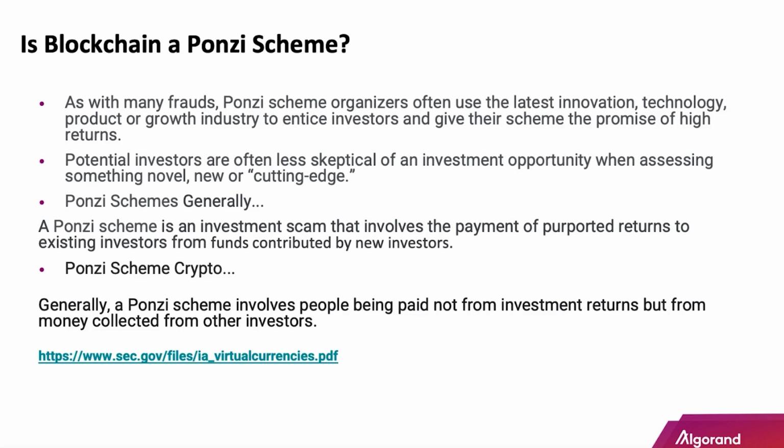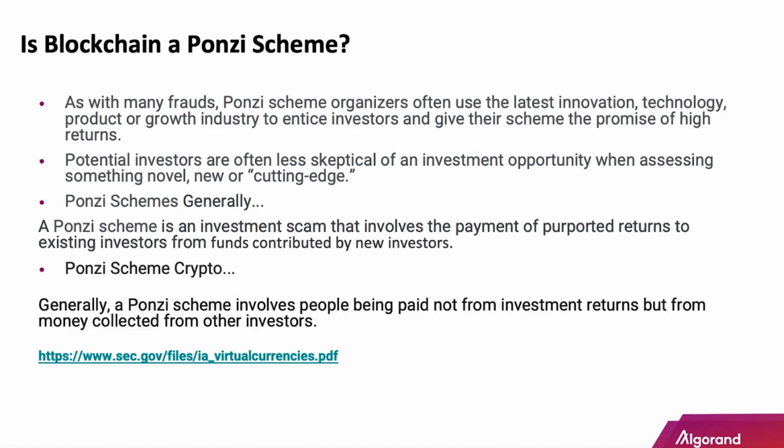In general, a Ponzi scheme is an investment scam that involves payment of purported returns to existing investors from funds contributed by new investors. So it's borrowing from Peter to pay Paul. That's really what they're doing. And in crypto, generally a Ponzi scheme involves people being paid not from investment returns, but from money collected from other investors.